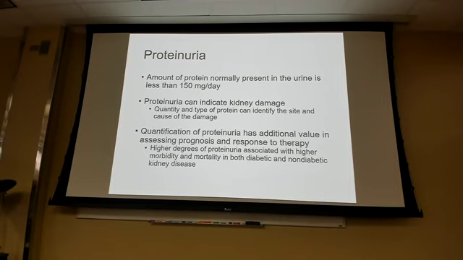ACE or ARB. I told you, subscapularis is the answer in ortho. In nephrology, ACE or ARB is the answer. Just go for it if you don't know what else it is, all right?